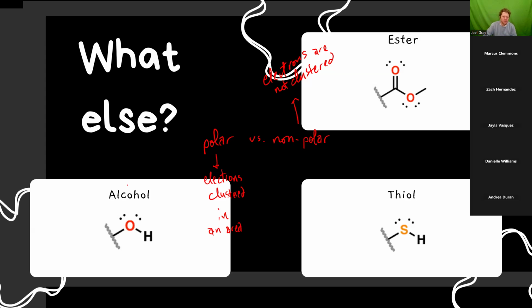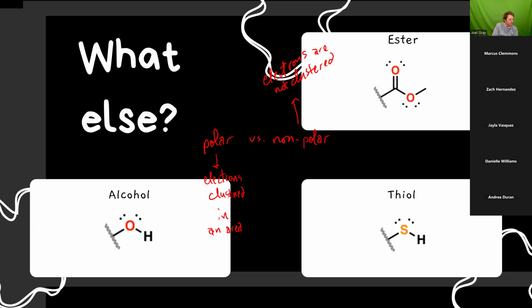Now, the next question that I want to get after, which one of these compounds is a polar compound? I want to give you a little bit of time to think about this one, but I'm going to go ahead and work through it as well. So we're looking for a polar compound. A polar compound has electrons clustered in an area. Okay, so we've got three different options: an ester, an alcohol, a thiol, or all of them. We want to select the best answer.